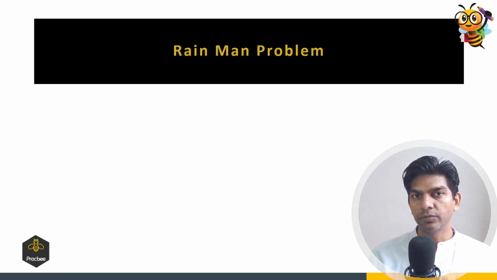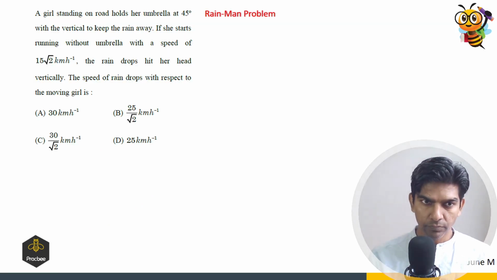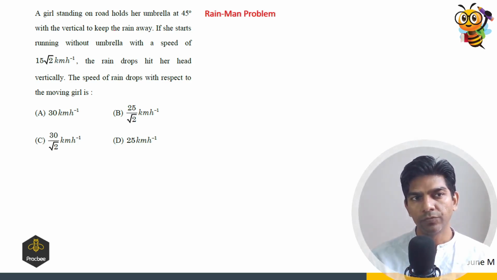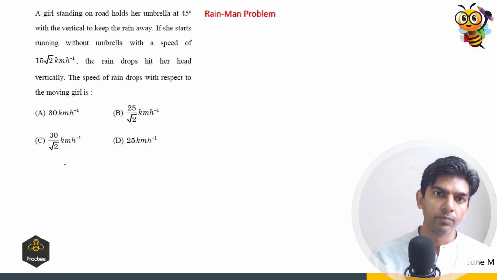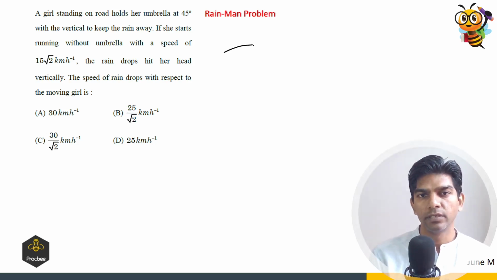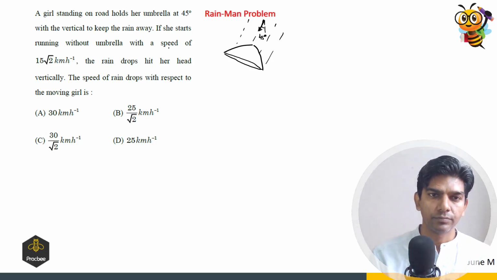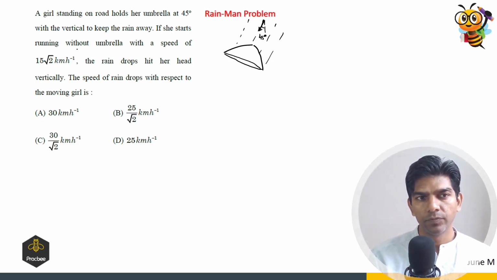Now let us see the next problem type, which is based on the rain man problem. A girl standing on road holds umbrella at 45 degree with the vertical to keep the rain away. So he's keeping the umbrella at an angle of 45 degree. So it means the rain is falling in this particular direction where the velocity of the rain makes an angle of 45 degree with the vertical. If she starts running without umbrella with a speed of 15√2 kilometers per hour, the raindrop hits her head vertically.